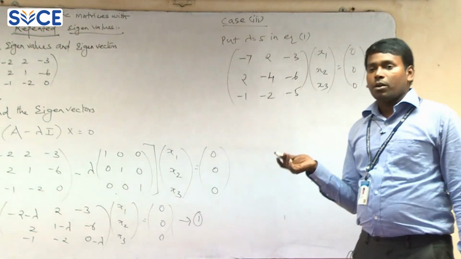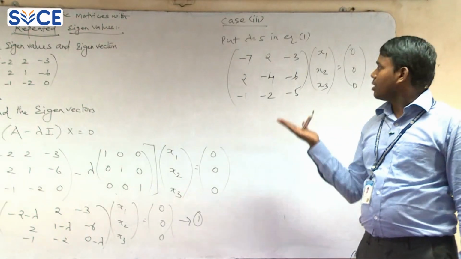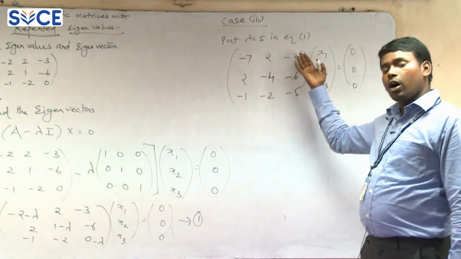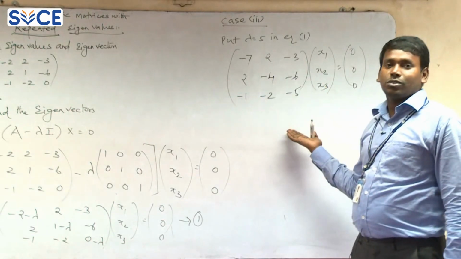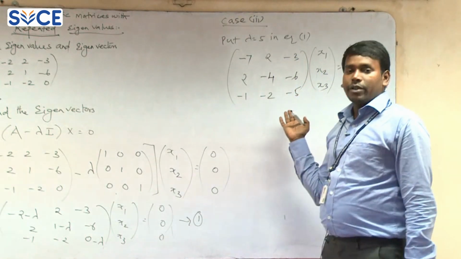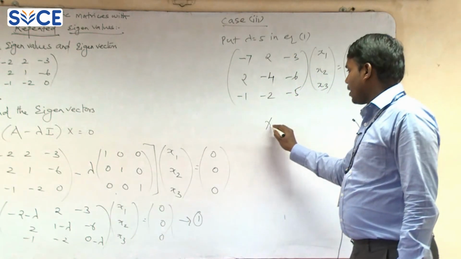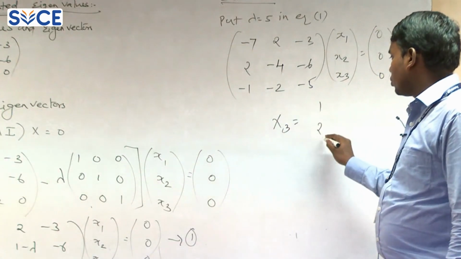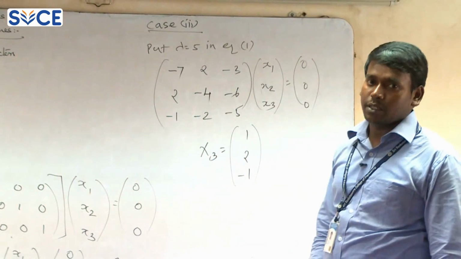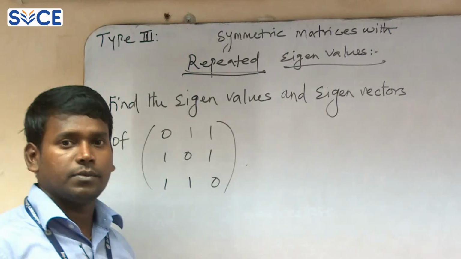So already we know that by the rule of cross multiplication we have to choose any two different equations. Here you can take 1 and 2, or 1 and 3, or 2 and 3. We have already derived how to find eigenvectors by applying the rule of cross multiplication. So the third eigenvector is 1, 2, minus 1 by the rule of cross multiplication.